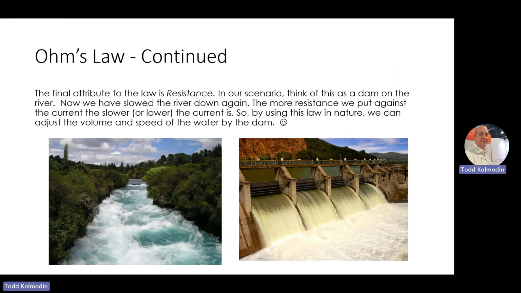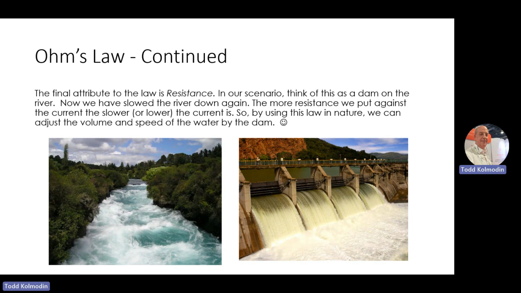So when we talk about the last thing, when I said riverbed or whatever, the final attribute, we can, in the law, add resistance. In our scenario, think of this as a dam on the river. Now we have slowed the river down. The more resistance we put against the current, the slower or lower the current is.